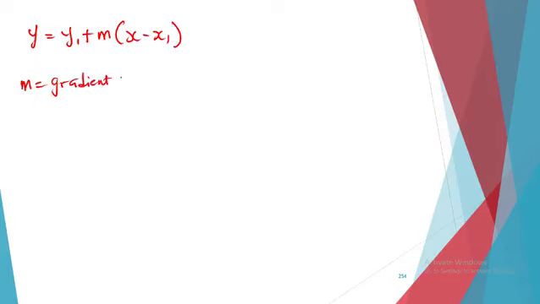Okay, let us start. For the equation of a straight line, the formula is y equals y1 plus m into x minus x1, where m is the gradient, and m is given as y2 minus y1 all over x2 minus x1. Let us quickly take some examples on this.